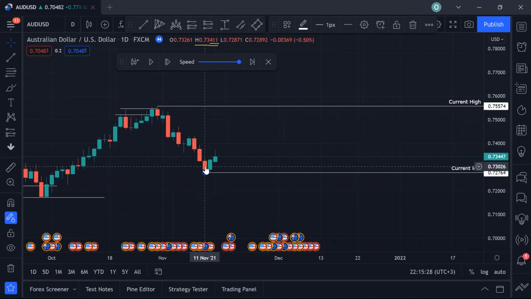Now we can move our high to this one here. Why? Because if you look at this, this is lower than that, this is lower than that, this is lower than this, but this is not lower than this. So this becomes our high.